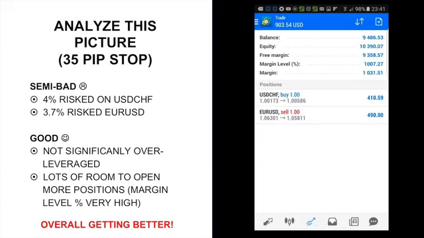Now, what's good? They are not significantly over leveraged. If you don't know what I mean, go watch the video about lots and leverage. And there's a lot of room to open up more trades. Okay, look at the margin level percent. It's very high. Go check out the video, your trading window, and that will explain more. So that's good. They're not anywhere close to blowing their account. Overall, getting very good now.